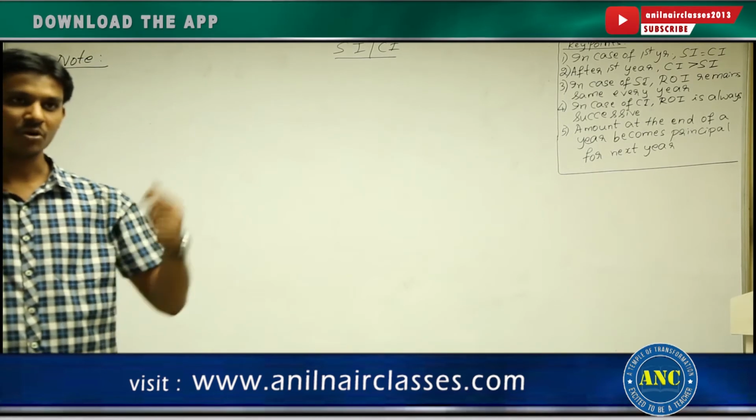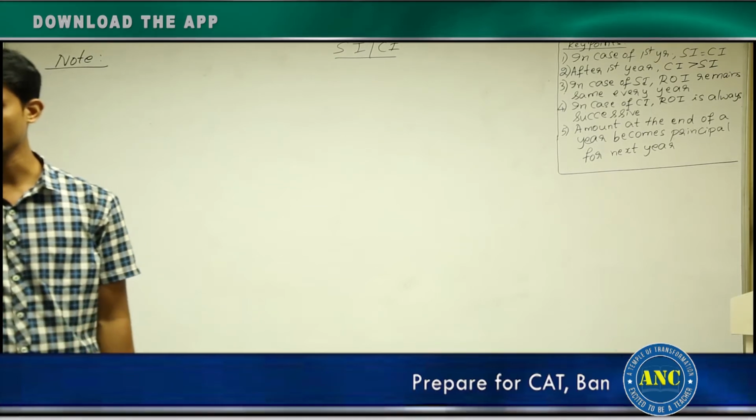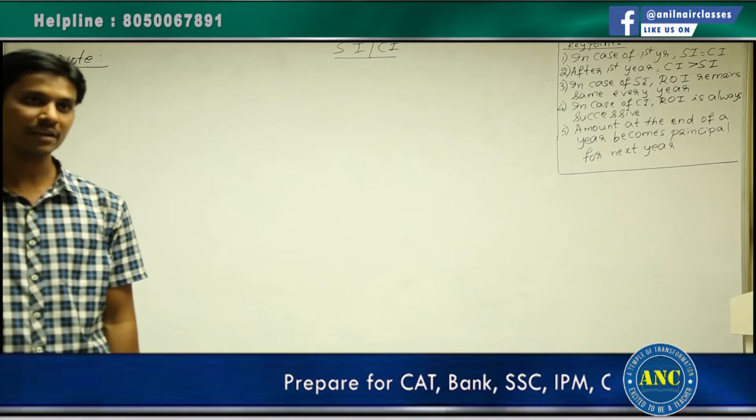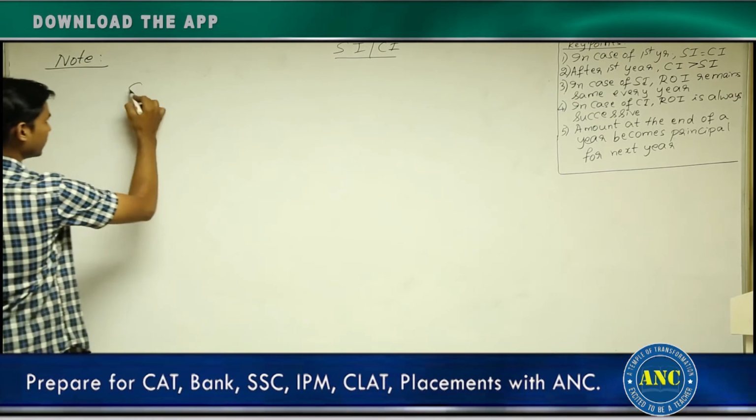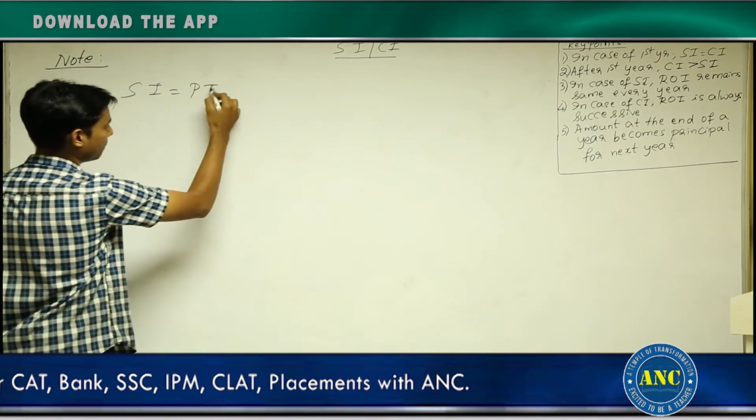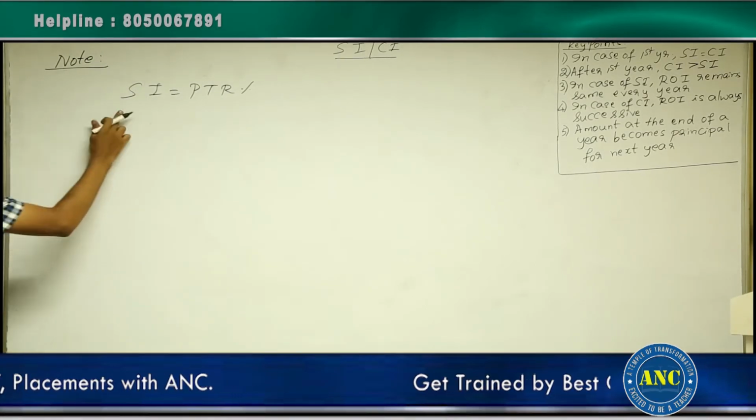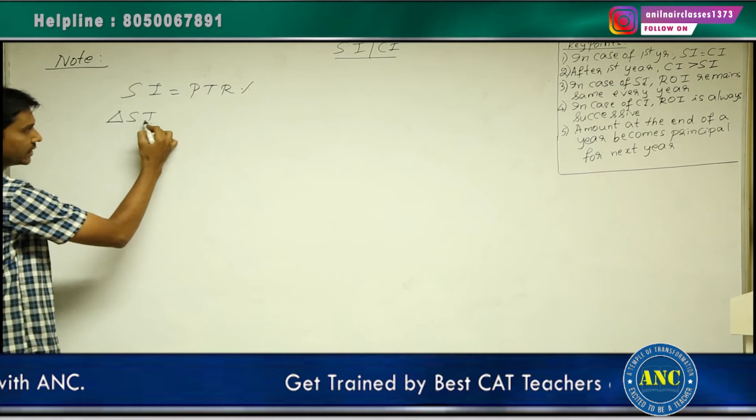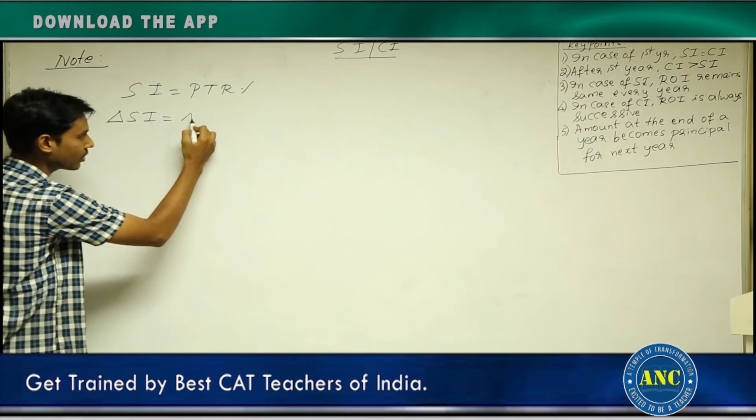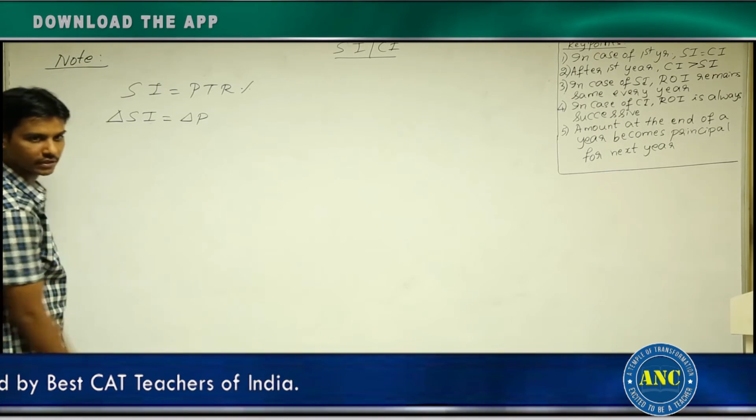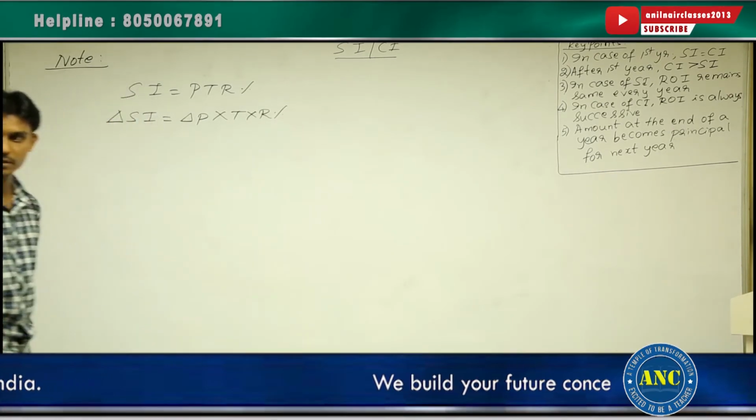In the first scenario, I gave you only 20 rupees extra. In the second scenario, I gave you 40 rupees extra. How is that 40 happening? Because I changed my principal. Simple interest is given by PTR percentage. There is a change in simple interest, 20 became 40 in my example. Why? Because there is a change in principal. Agreed?